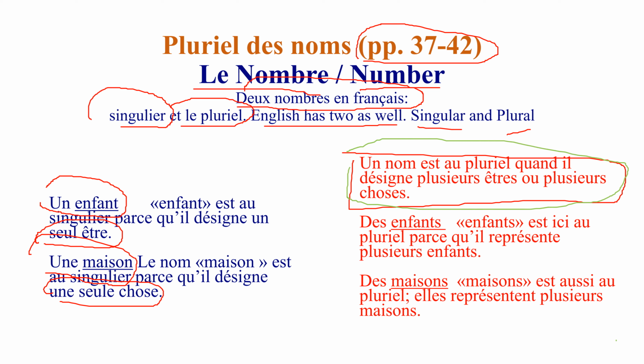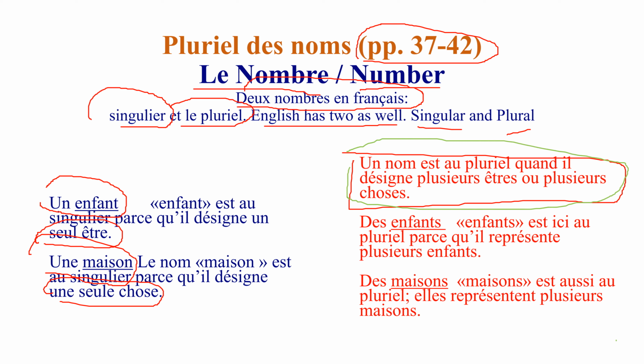Plural nouns ending in AL. Alors, le pluriel des noms terminés par AL. Au singulier, les noms terminés par AL, you change AL into AUX, and there you go, you have your plural. So singular nouns ending in AL, you simply change AL into AUX, and you have your plural form.